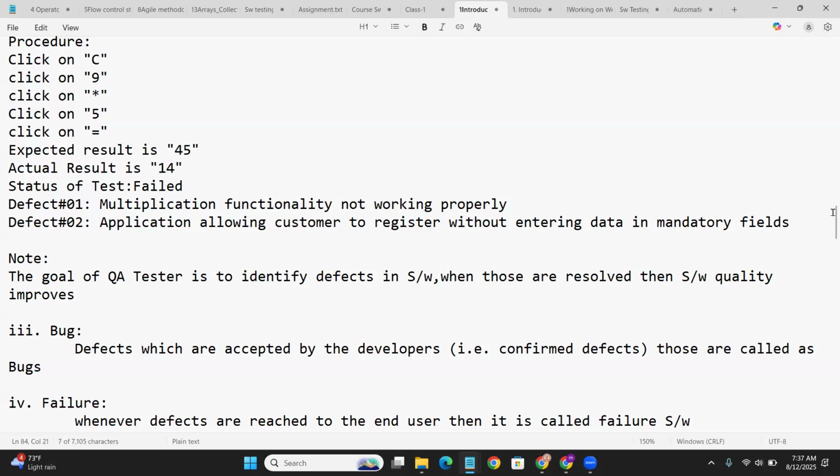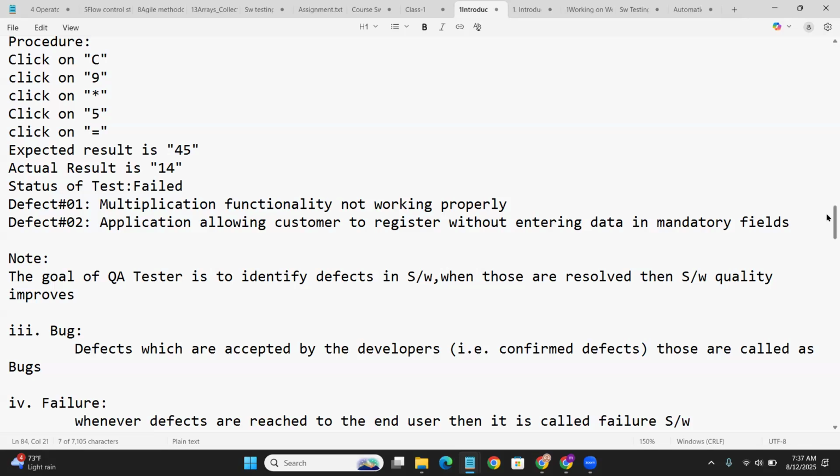Okay, failure. What does failure mean? If defects reach the end user or client, then it is called failure of the software. Now understand, when I say failure, it means functionality is not there. Generally, if one component or one feature is not working, we do not say failure.